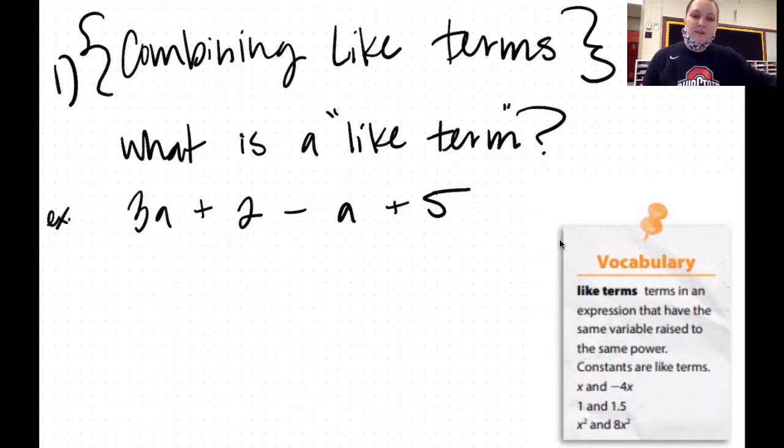I do want to start though with combining like terms for this week. It's something that we did not talk a whole lot about this past year, but is pretty important to know, especially going into 7th grade.